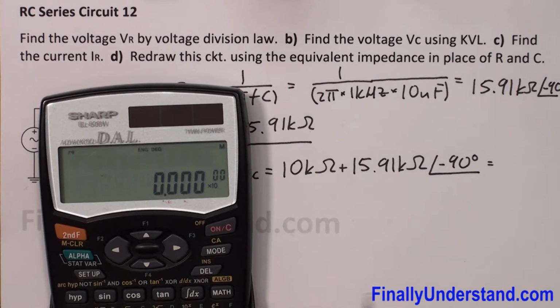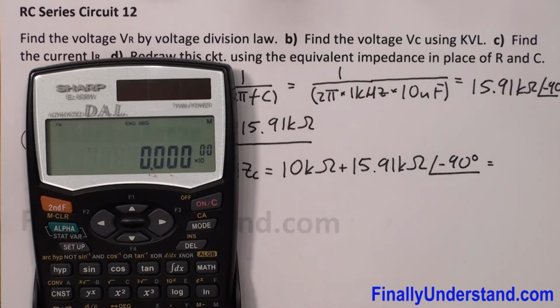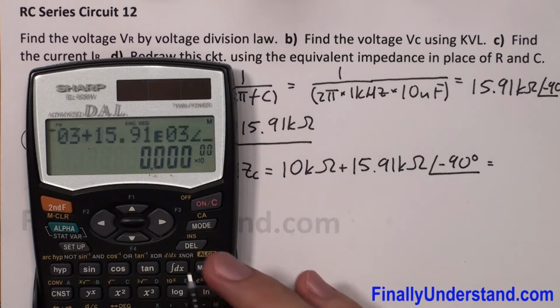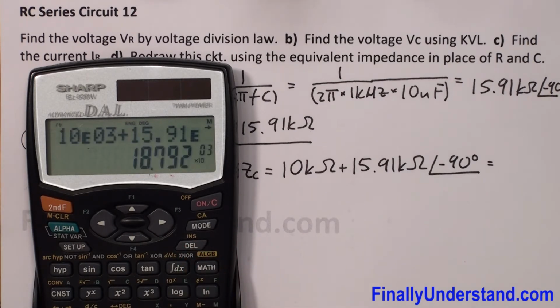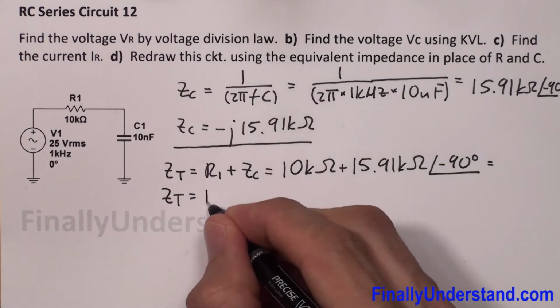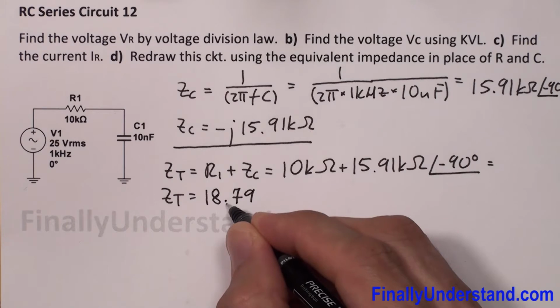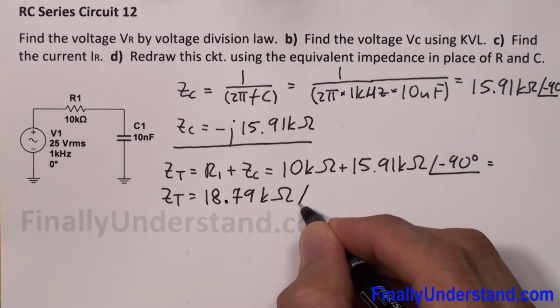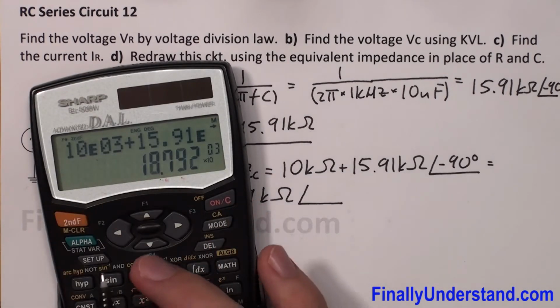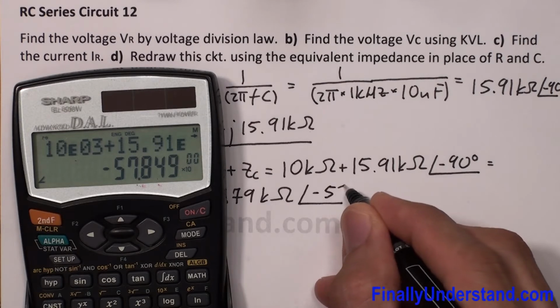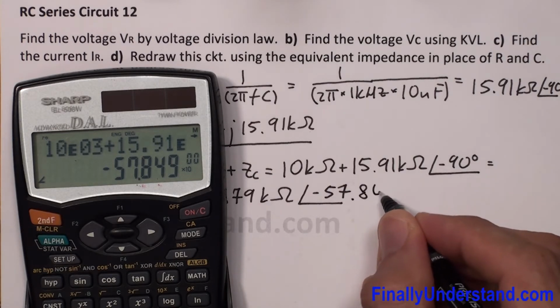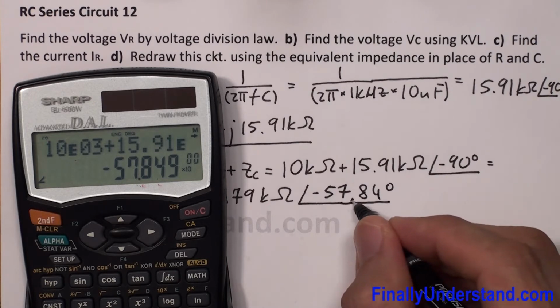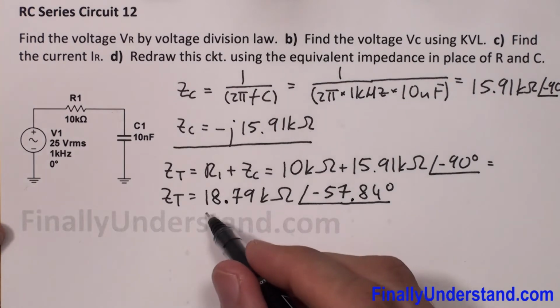Okay, so this is equal, let me write this down over here, Z total is equal, I'm going to use the calculator. Make sure that your calculator has the complex numbers. So I have 10 exponent 3 plus 15.91 exponent 3 angle of negative 90. This is equal to 18.79 kilo ohms and angle of negative 57.84 degrees. Okay, so this is my total impedance in this circuit.